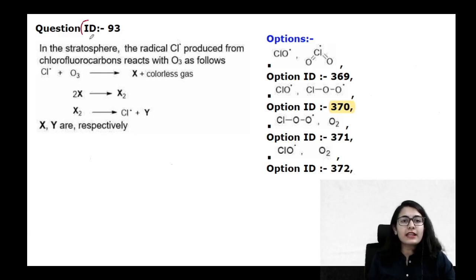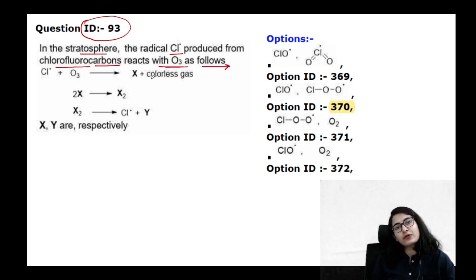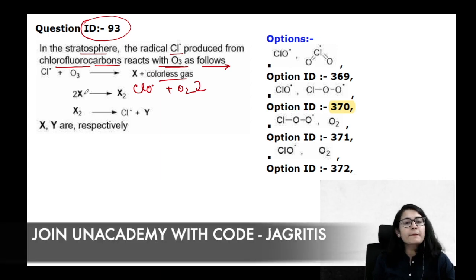Moving onwards, ID 93. In the stratosphere, the radical produced from chlorofluorocarbon reacts with ozone as follows. So you will see that what is this reaction? Cl radical plus ozone. You know how it is going to break down. It forms a ClO radical plus O2 gas. Colorless gas is O2 because ozone is blue in color.